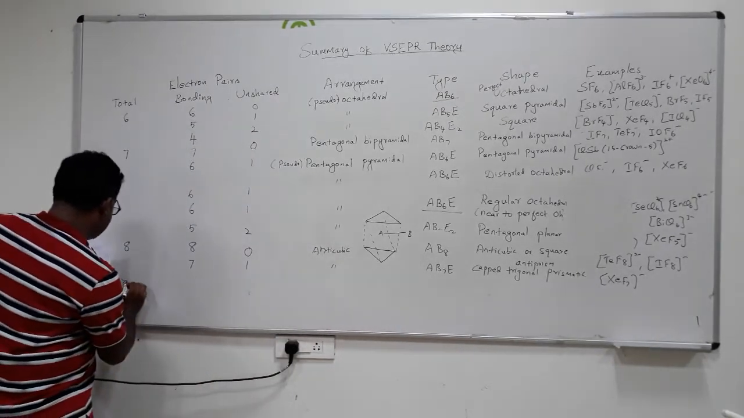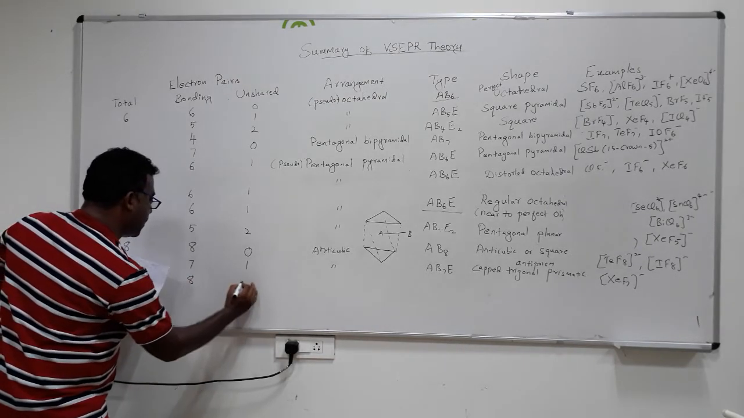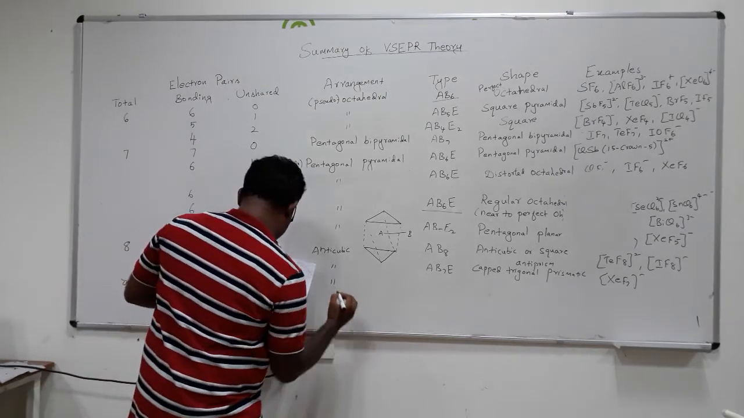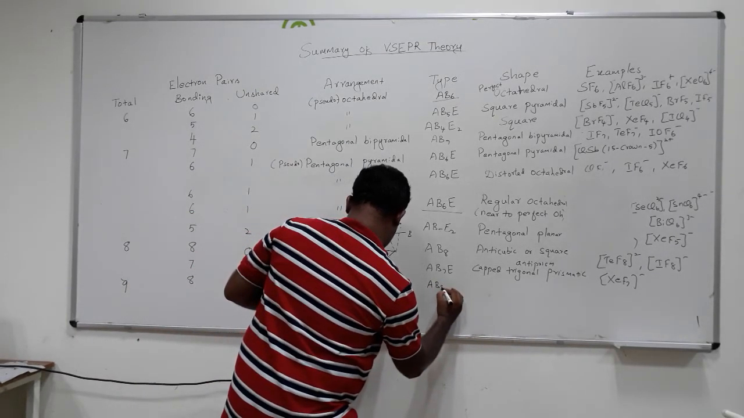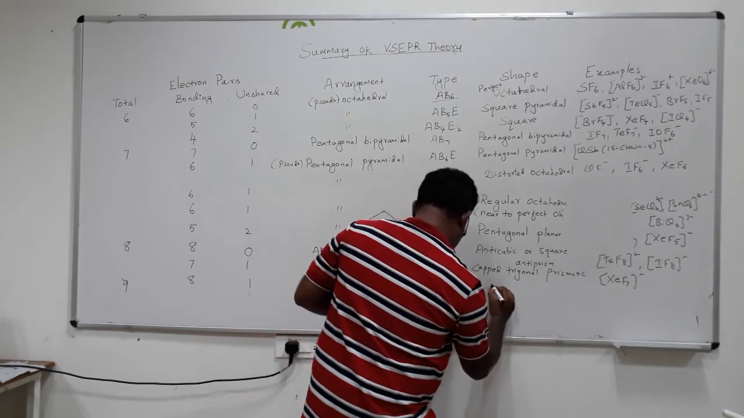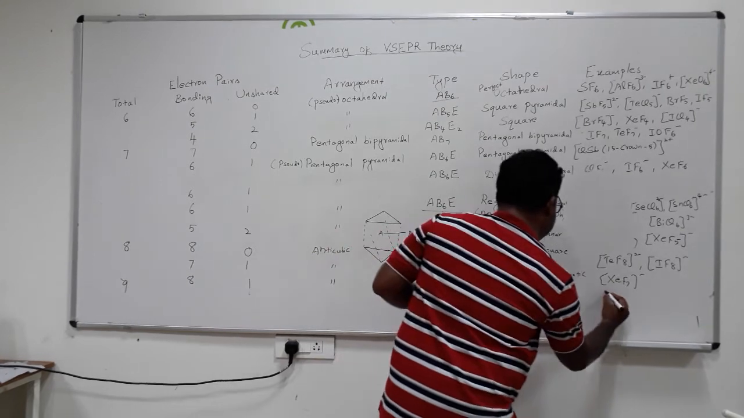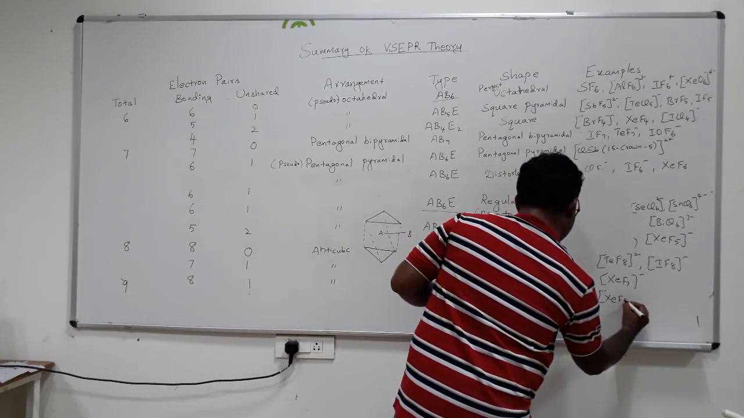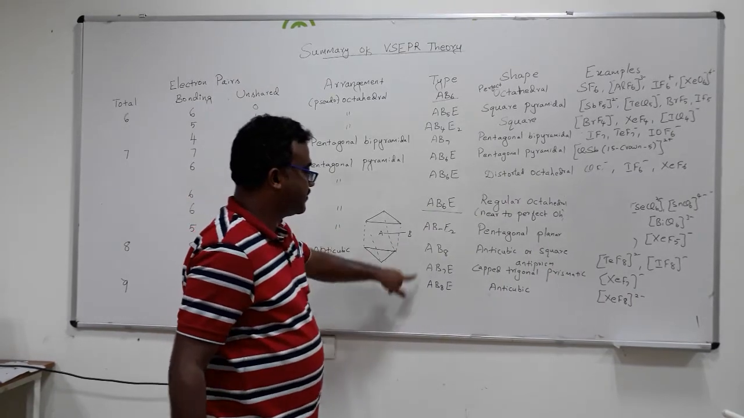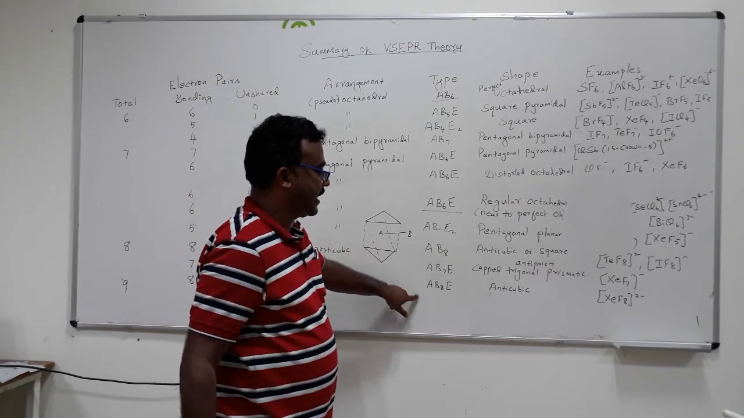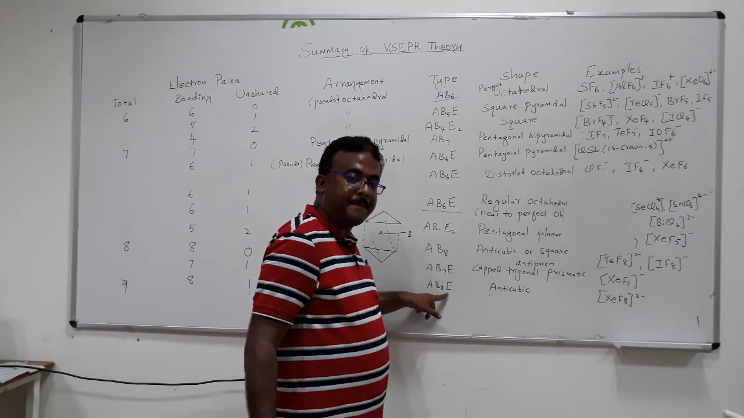Then 9. Again you have 8, 1 anticubic, an AB8E system is anticubic, XeF8 2 minus. So in this case what happened? Both of them have anticubic structure, but in this case there is an extra lone pair of electrons.